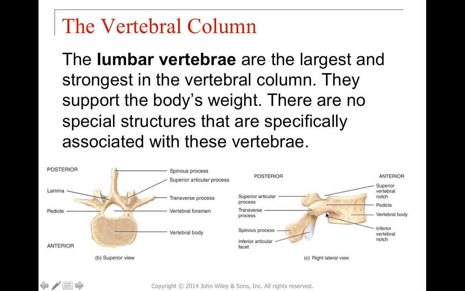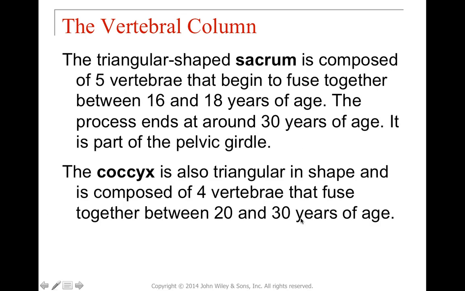And if we look at a lateral view, we're going to see the same structures, but from a different angle. Here's our superior articular process, the transverse process, spinous process, the inferior articular facet where it's going to articulate with the vertebrae below. The articular process here is going to articulate again with the vertebrae above. Then we have the superior vertebral notch and the inferior vertebral notch. The pedicle, which again is going to connect the body to the spinous process region.